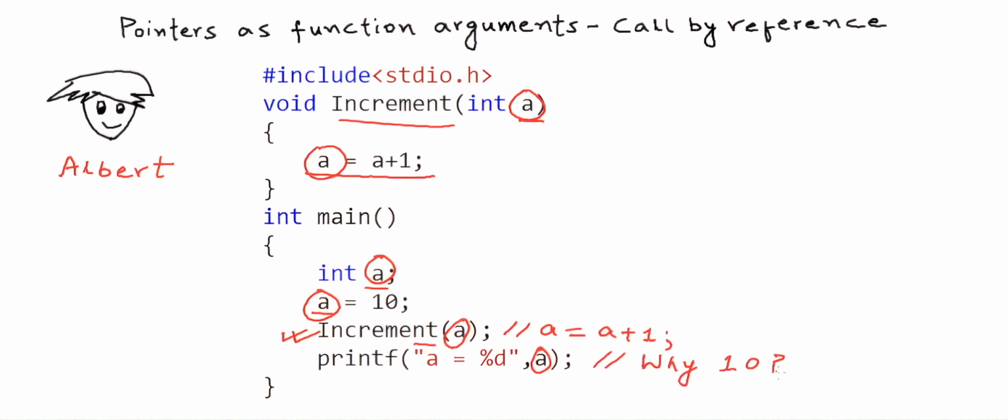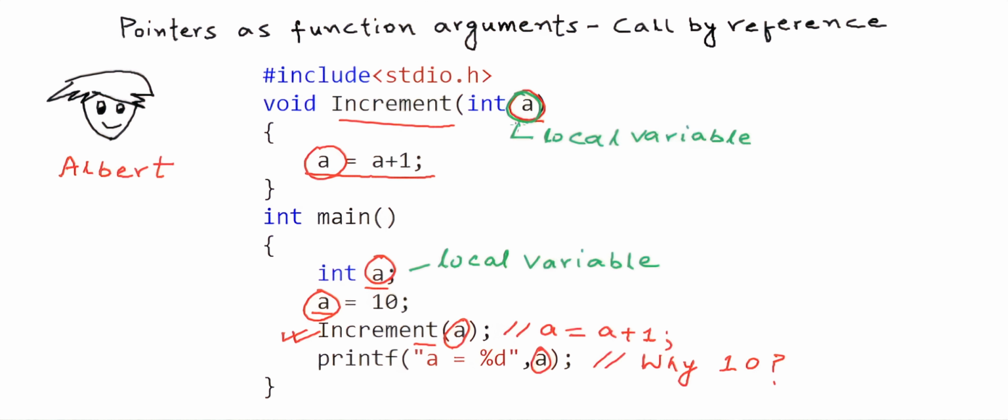Why is it 10? Now what Albert does not understand well, or what he probably forgot, is that whenever we declare a variable inside a function, then we call that variable a local variable, because as such, just using the variable name, we can access that variable only inside the same function in which we have declared the variable. So these two a's, this a in the function increment and this a in the function main, are actually not the same a.